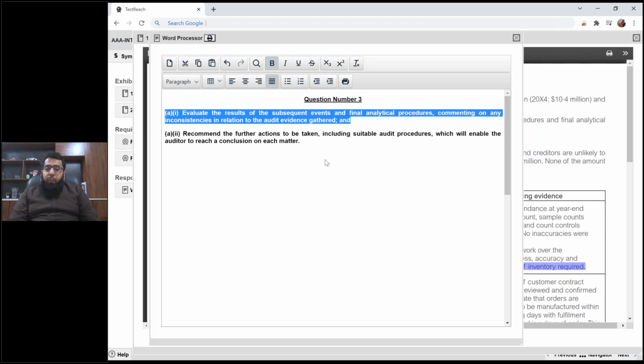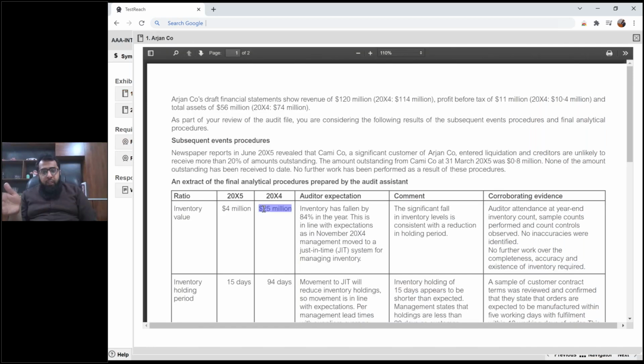Now I have a question from you. The final analytical procedures. Listen to me with patience. The final analytical procedures have shown that inventory value has fallen from $25 million to $4 million. And the reason for this is that we are following just-in-time system. That's why the inventory value has fallen. The auditor has given his expectation. He has given a comment, and he has presented some corroborating evidences. Now you have to comment on the procedure, and you have to comment on the corroborating evidences.